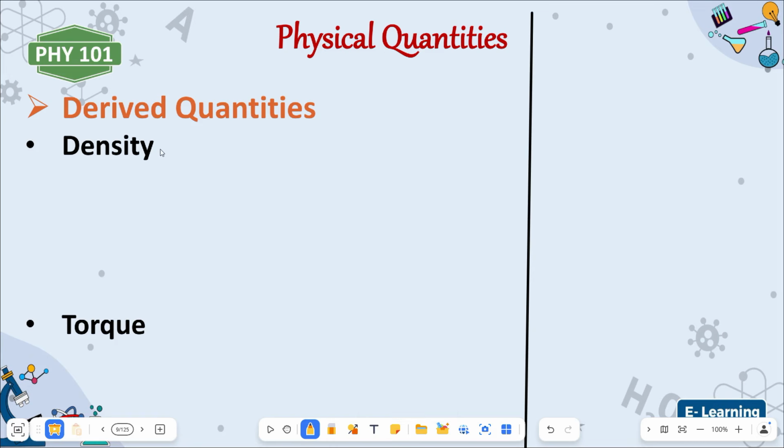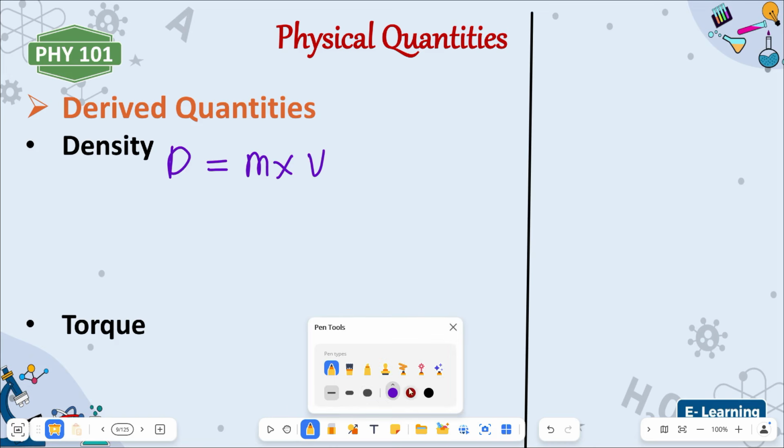My dear student, what is density? Density is mass times volume. That is the formula for density. Mass times volume, not velocity. Volume. Or mass over volume, rather, not times volume.